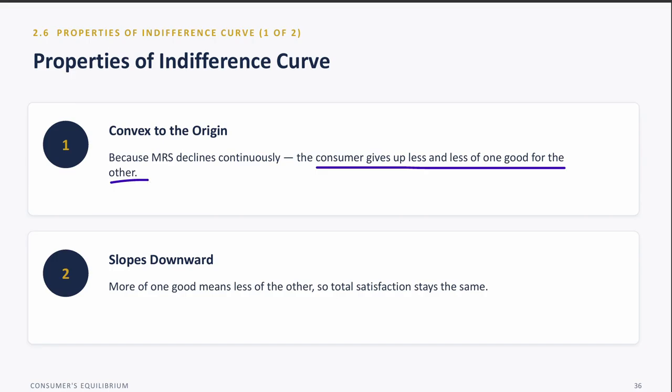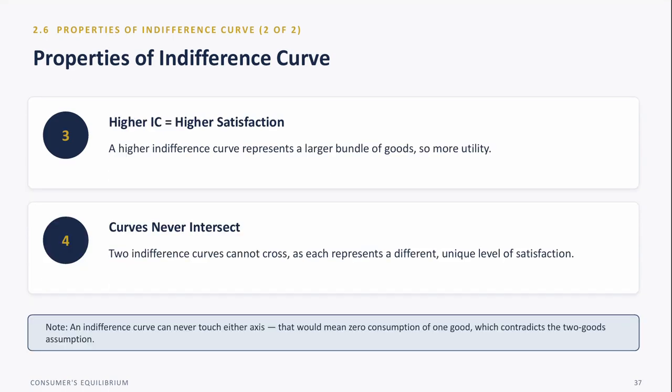And second, it slopes downwards because in order to gain more of one good, less of the other good has to be sacrificed in order to gain an additional unit of another good. So the total satisfaction stays the same. Then we also saw that a higher indifference curve represents a larger bundle of goods, so it is going to give more utility, right? And curves never intersect. Two indifference curves cannot cross as each represents a different unique level of satisfaction. We already have discussed it, right?